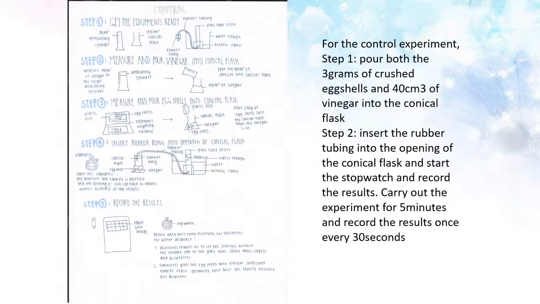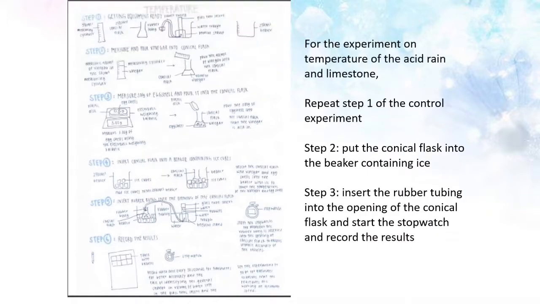For the control experiment, step 1, pour both the 3 grams of crushed eggshells and 40 cm3 of vinegar into the conical flask. Step 2, insert the rubber tubing into the opening of the conical flask, start the stopwatch and record the results. Carry out the experiment for 5 minutes and record the results once every 30 seconds.